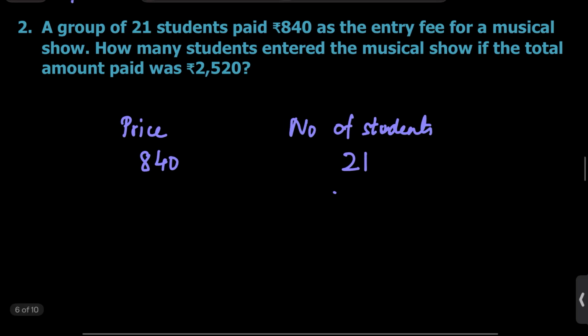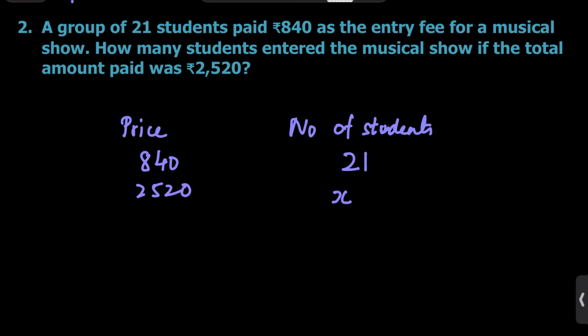How many students entered the musical show when the amount paid was 2520? Okay, so now let us think what is happening to the price. The price over here from 840, it is being said that it is 2520. With more price, more students will attend or less will attend, guys? If you're paying for many tickets, the number of students will also increase, right? So this becomes more and this is also more. So this is direct proportion.